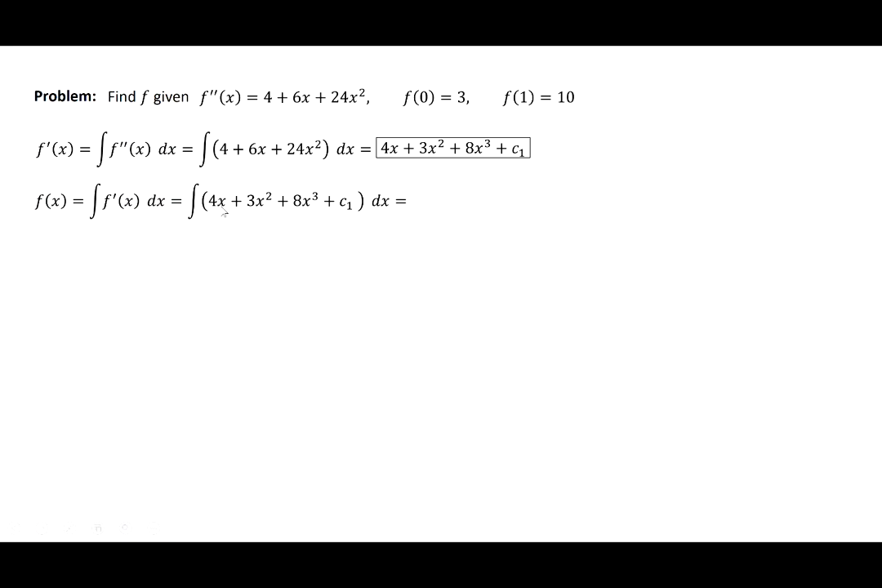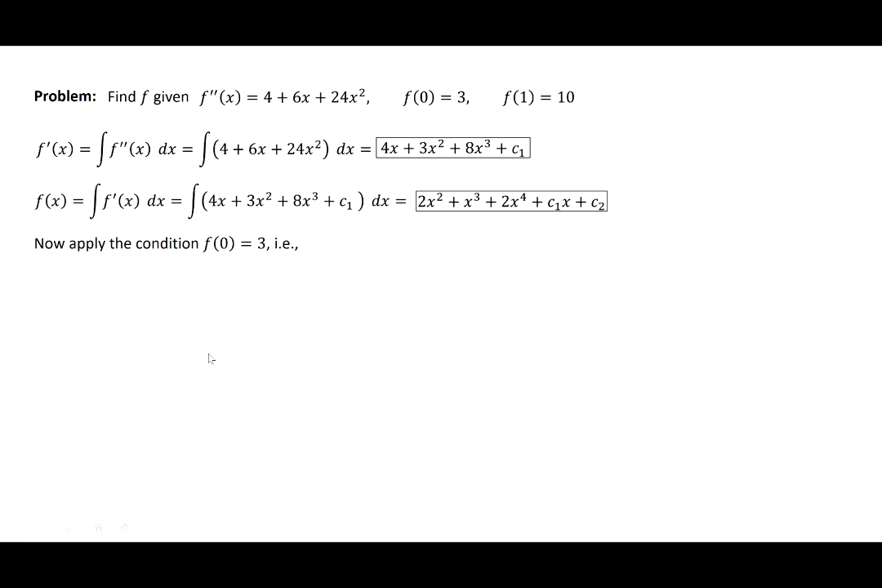4x square over 2. So 2x square. 3x cube over 3. Just x cube. 8x to the 4 over 4. 2x to the 4 plus c1x plus c2. Cool. Okay. So now we have two arbitrary constants, c1 and c2. But we are given conditions f of 0 and f of 1.